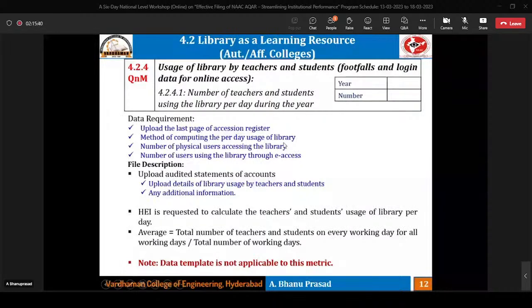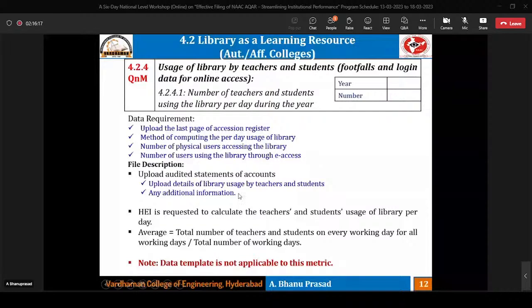Earlier we used to have the data template. Now it is not necessary. They also felt that after Corona, most of the faculty and students are learning from electronic media, and it is accessible everywhere. So this metric now does not have the data template. And the number of users using the library through e-access, and the library usage by teachers and students.